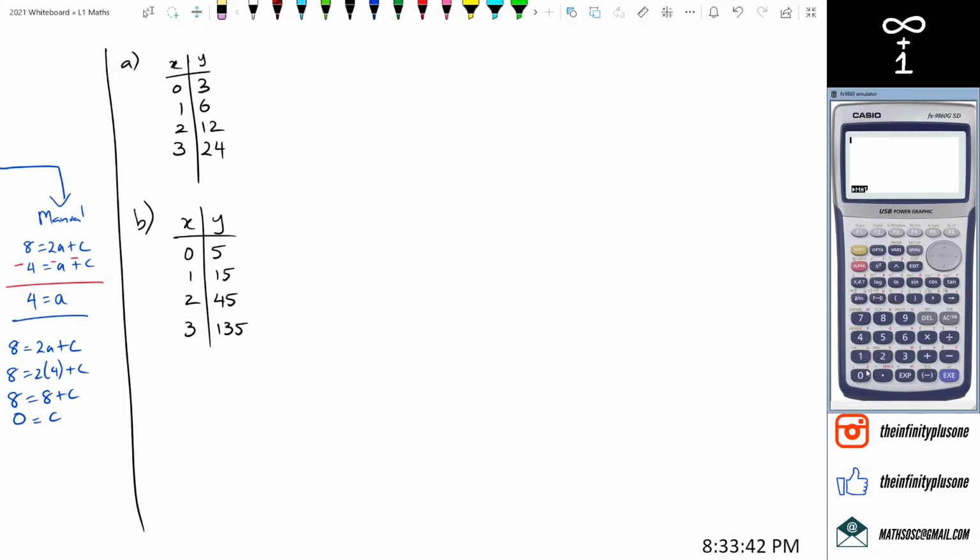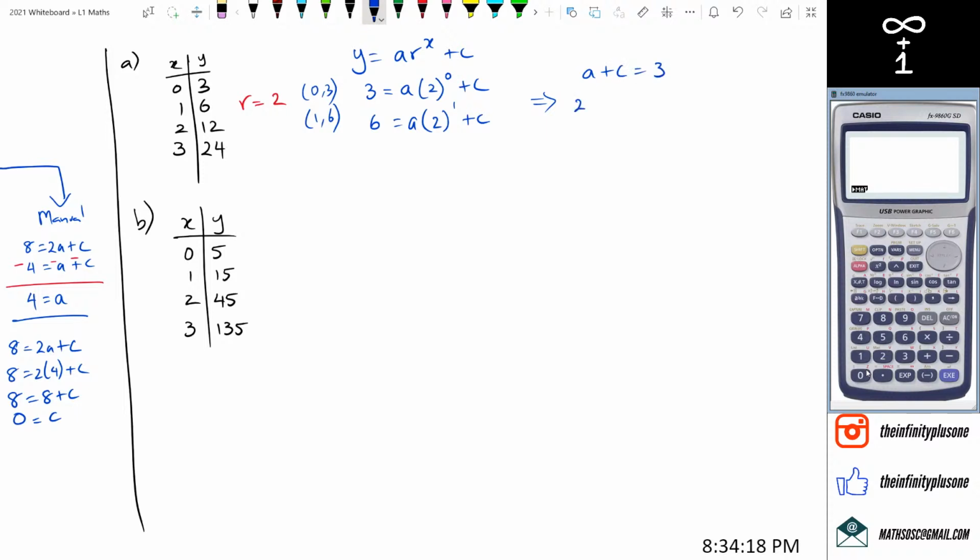Because these numbers are doubling, before even starting this, I'm going to put down r is equal to 2. So let's go to our equation. Our equation is y equals a r^x plus c. We're going to take 2 points. I'm going to take 0 and 3, so I get 3 equals a times 2 to the power of 0 plus c. Then I'm going to choose 1 and 6, so I get 6 equals a times 2 to the power of 1 plus c. So the equations are a plus c equals 3 and 2a plus c equals 6.